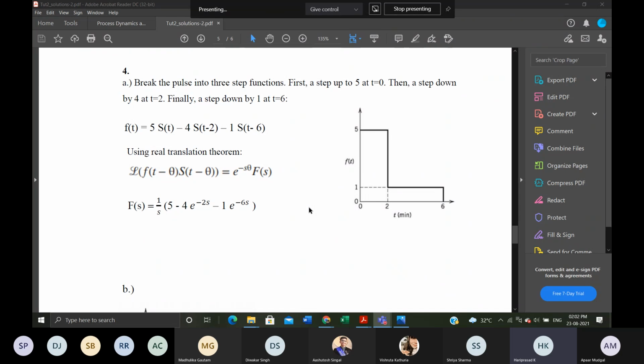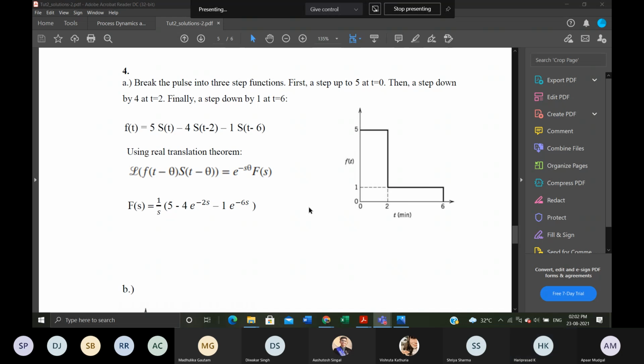So when you take the transform of a step, it would be 1 by s. That is what is taken out, and for the delay, t minus 2 would be e raised to minus 2s, and for 6, it is e raised to minus 6s.